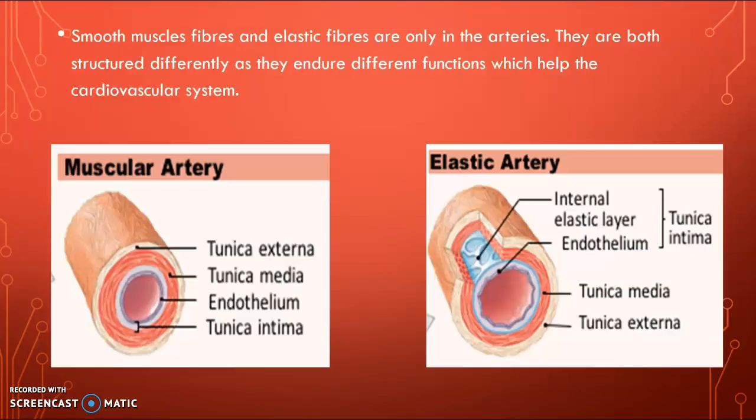While smooth muscle fibers, which are the muscular arteries, are mostly made out of tunica media, which contains a high amount of smooth muscle and very little elastic fiber. They have a tunica externa and endothelium, and also a tunica intima. These are very muscular to cope with the contractions of the muscles which pump the blood around the body.